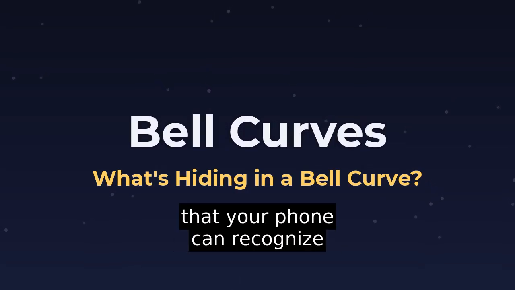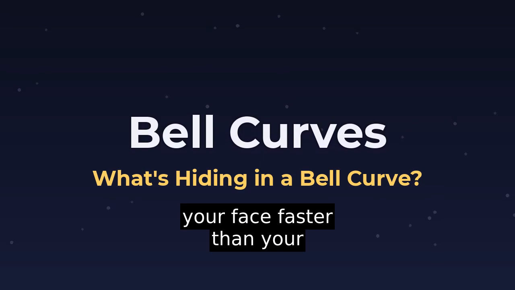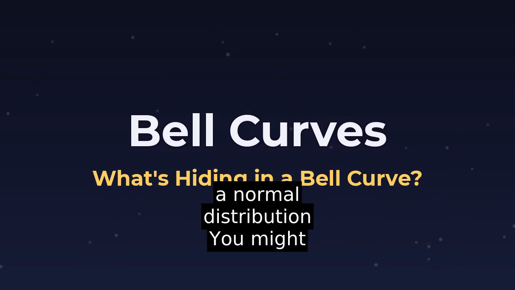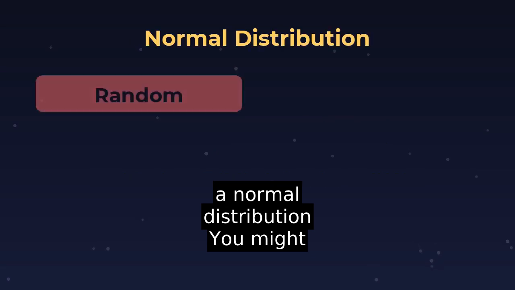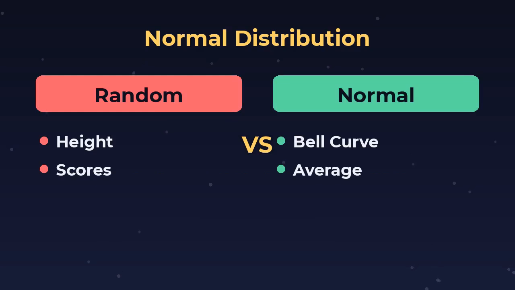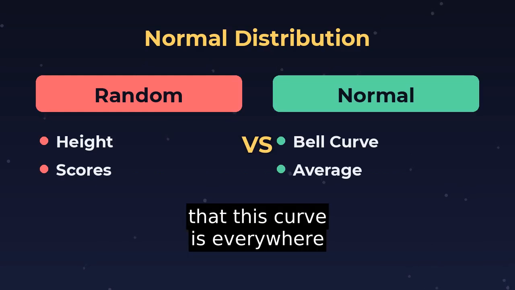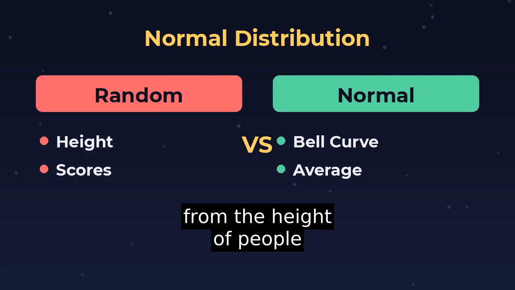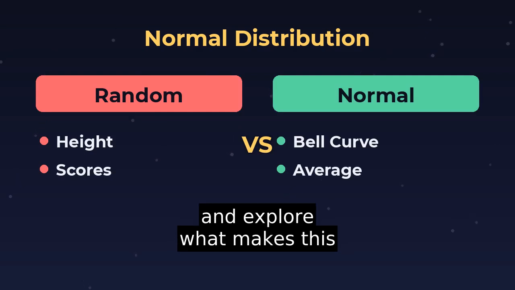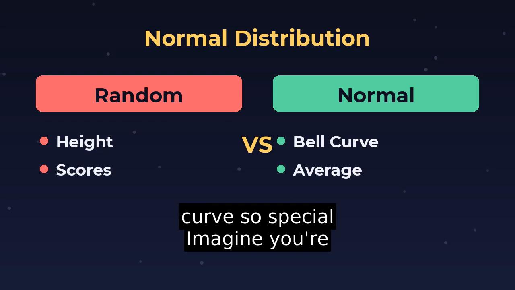What if I told you that your phone can recognize your face faster than your grandma can? It's because of a special math concept called a normal distribution. You might have seen it before. It's a bell-shaped curve that shows how things are spread out. But what's really cool is that this curve is everywhere, from the height of people to the scores on a test. So, let's dive in and explore what makes this curve so special.